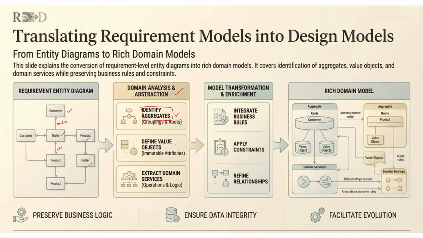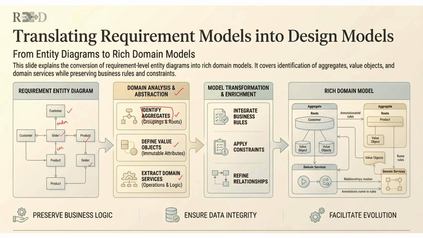Next, we will define the value objects. So, some immutable attributes will be identified and that will be defined as your value objects, and then we will extract the domain services. So, here basically the key operations and logic with respect to that project will be identified and extracted. So, this is trying to identify what exactly we are trying to actually focus on, what is the domain we are working on and the level of abstraction we need.